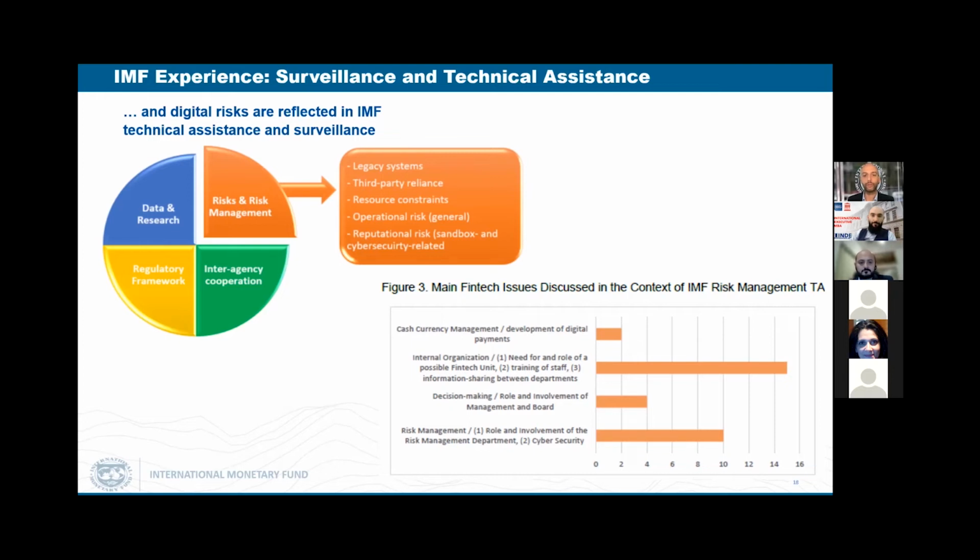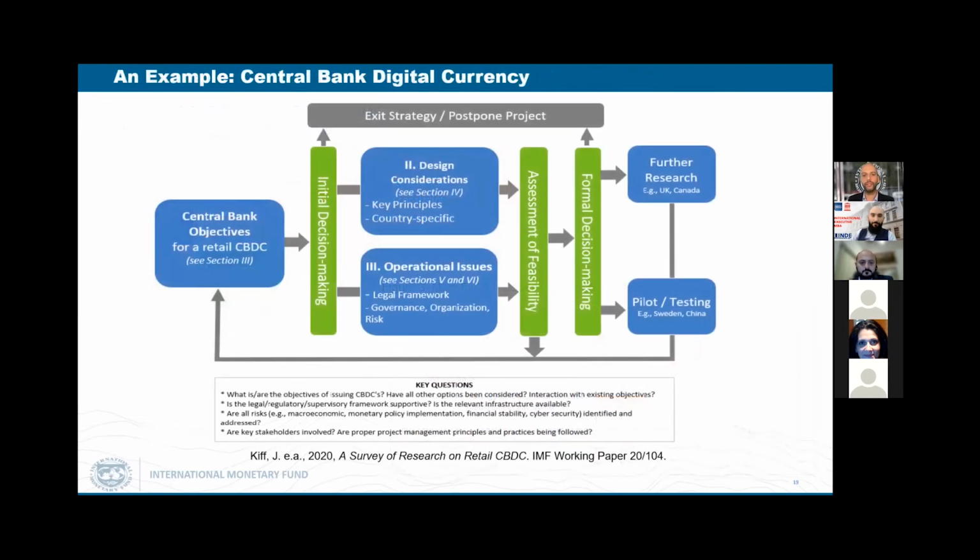Operational risk in general, as I showed in the previous slide, and reputational risk, especially when you start developing sandboxes and in the area of cybersecurity. And that's where most of our TA focuses on, because central banks are very increasingly aware of those kinds of risks. If we go to the next slide, I wanted to zoom a little bit more on CBDC.